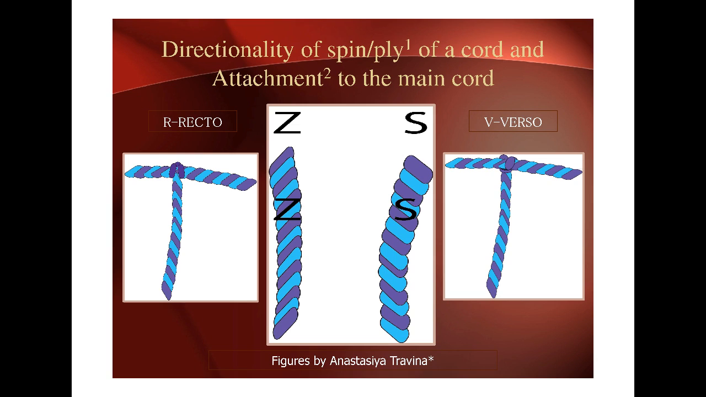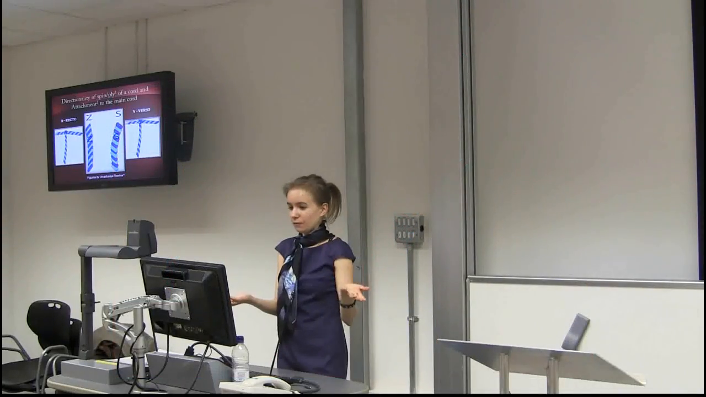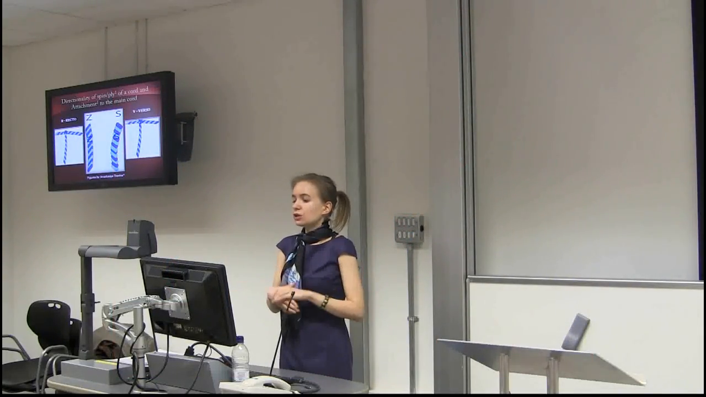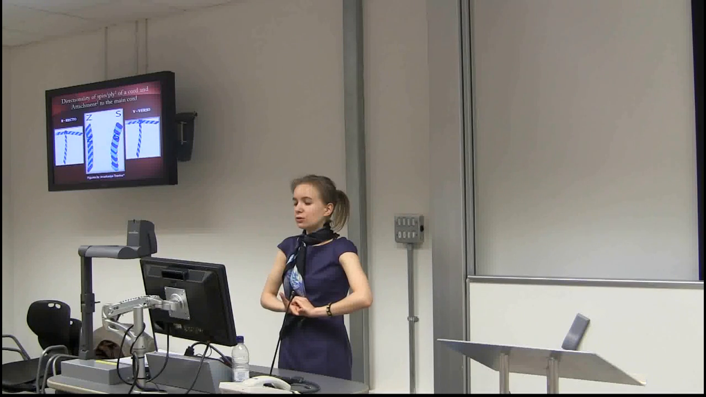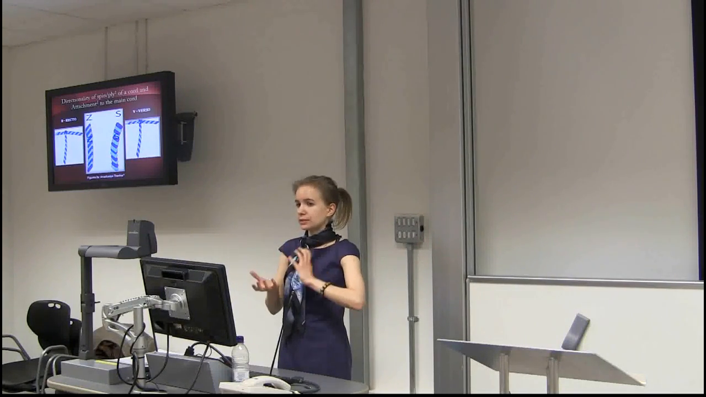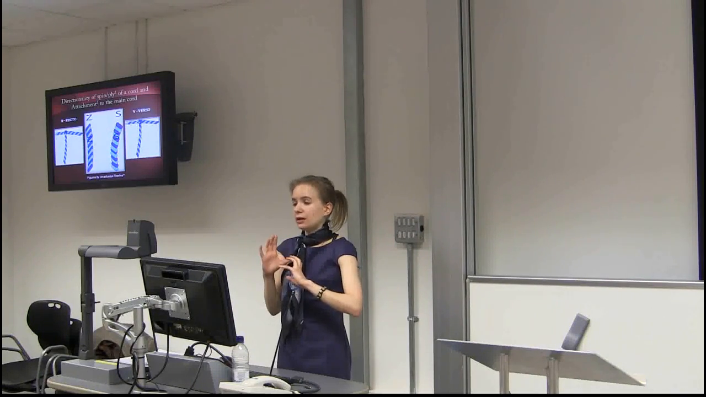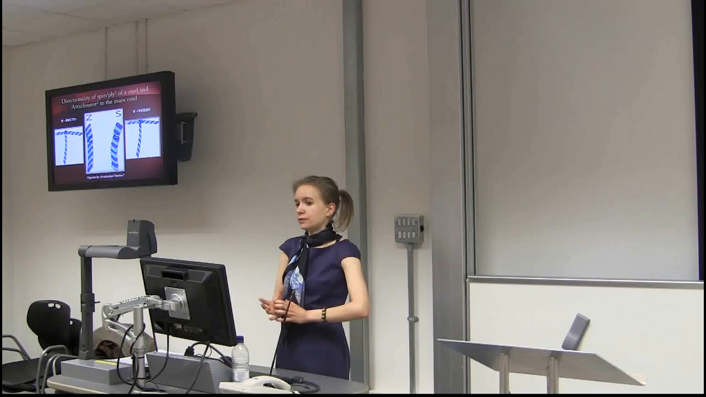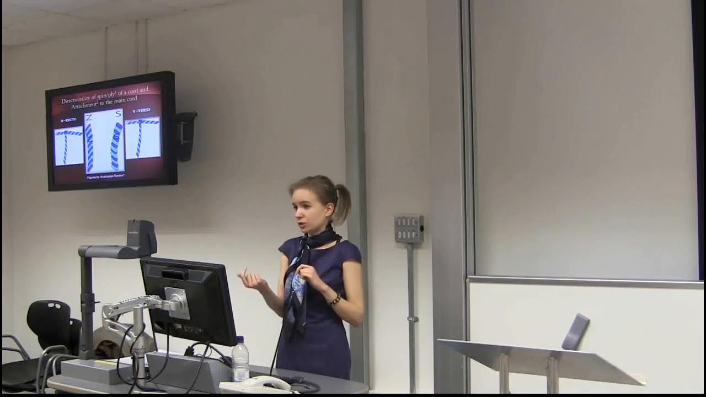So basically imagine my hand is the main cord, and the other cords are attached either in verso or recto attachment style. There is also the S, Z, ply, and spin of the cord. That's another interesting parameter for us to study. But in this particular example, we will look at verso and recto attachment.